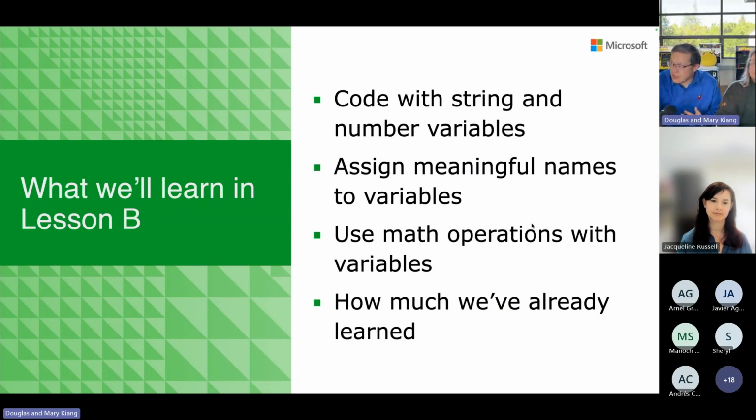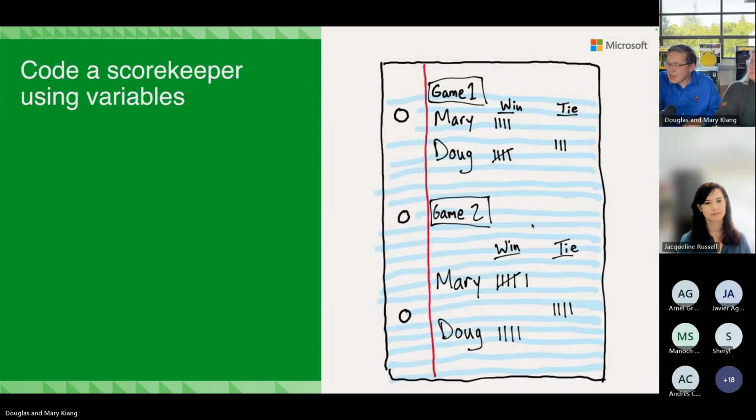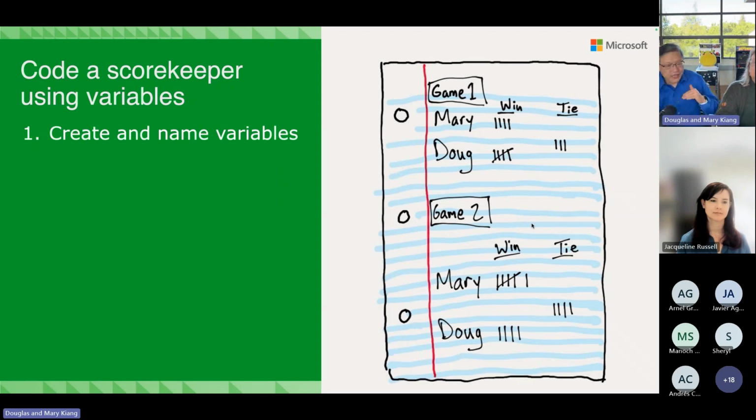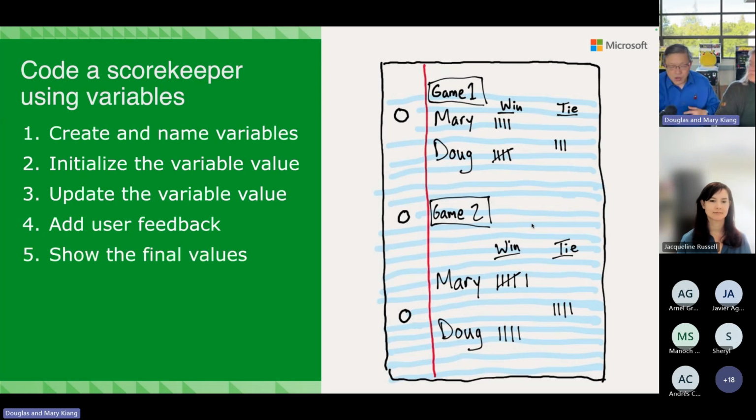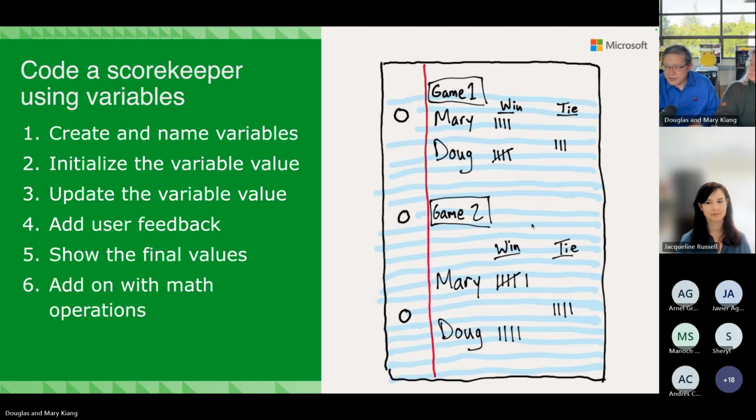You're going to need to be able to code with string and number variables, give the variables some good names, use some math operations with the variables. And these are sort of the pseudocode steps of what you're going to need to do to code that scorekeeper. So creating and naming your variables, initializing each of these variables, and then updating their value, and then adding some feedback, in other words, some output on the program to show what the scores are for the number of Mary's wins, my wins, and then show the final values.